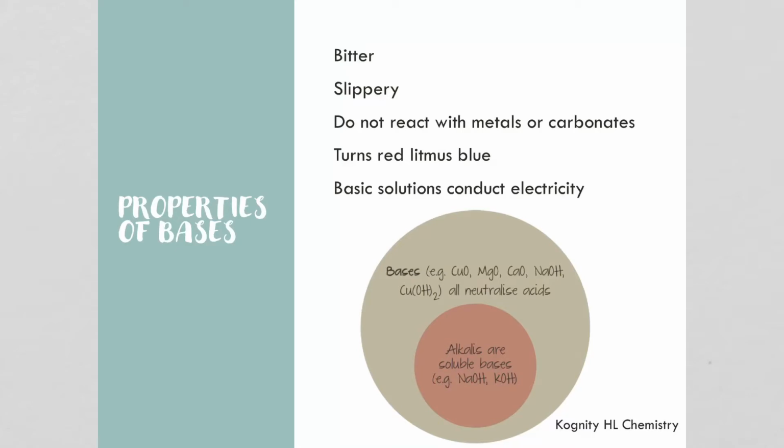Now here's something that's interesting. You'll sometimes hear people refer to bases and alkali. So there's two different types. All alkali are bases, but not all bases are alkali. So bases all neutralize acids, but alkalis are bases that are soluble in water. So sodium hydroxide and potassium hydroxide are soluble in water. Not all of these are as soluble in water. So alkali are soluble bases. All bases neutralize acids.